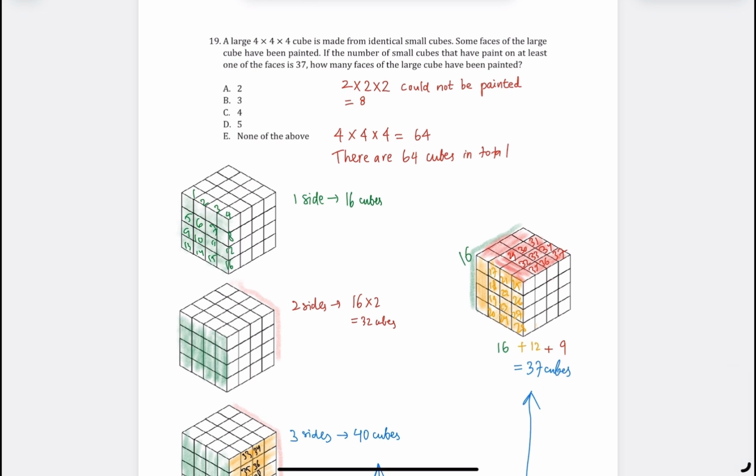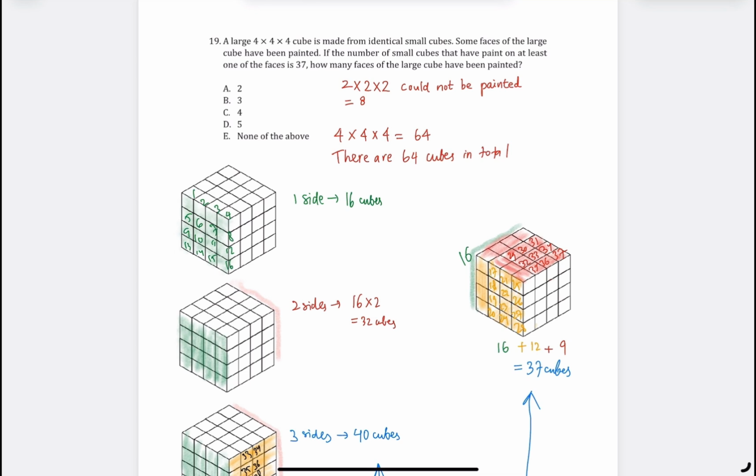Okay, question 19. 4 by 4 by 4 cube. Some faces of the large cube have been painted. If the number of small cubes that have paint on at least one of the faces is 37, how many faces of the large cube have been painted? So the answer for this question is at most 6 because the large cube has 6 faces. Okay, so we need to find the maximum or maybe the minimum number of faces that have been painted.